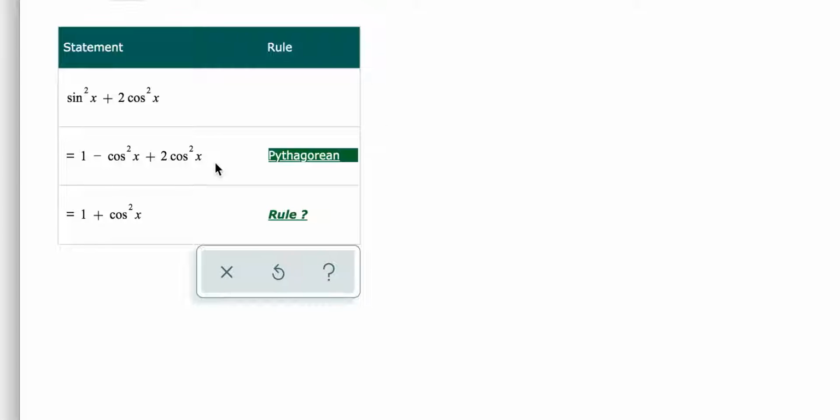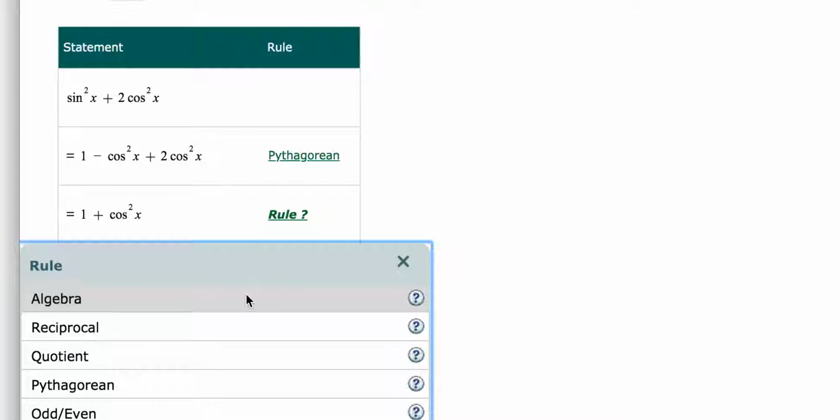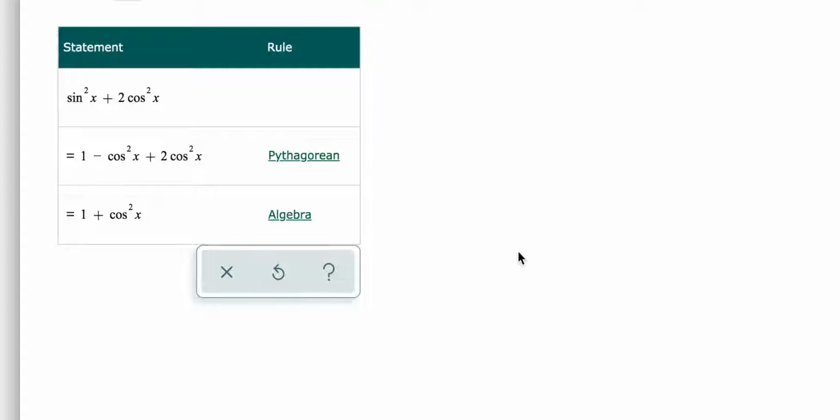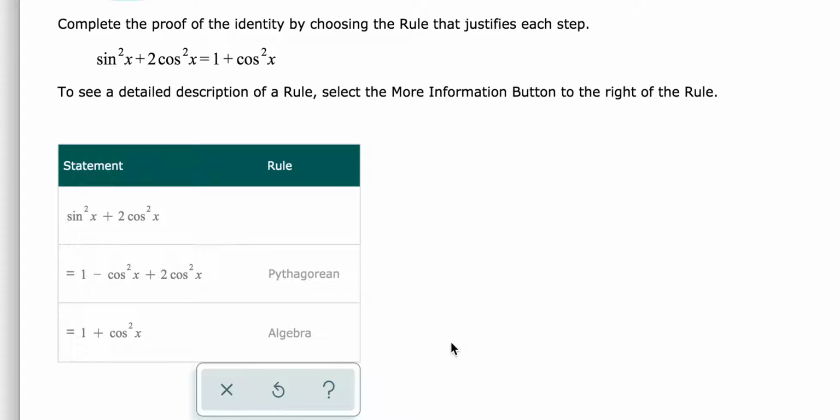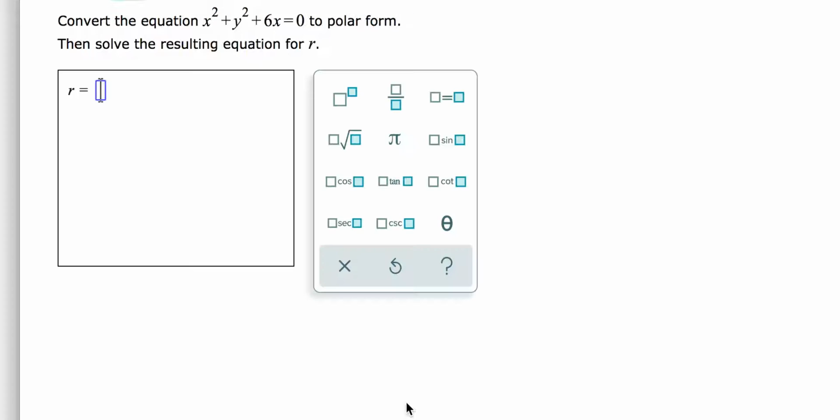For the next part, there's a negative 1 cosine squared x plus 2 cosine squared x. That makes a positive 1 cosine squared x. So they just did algebra here; they just combined like terms. I'm going to hit the check button off screen, and then we're done with that verify example.